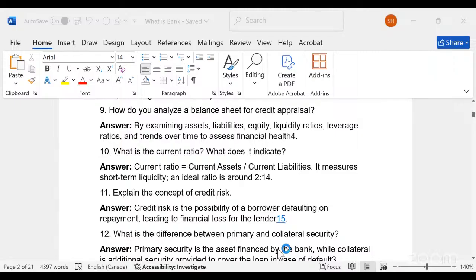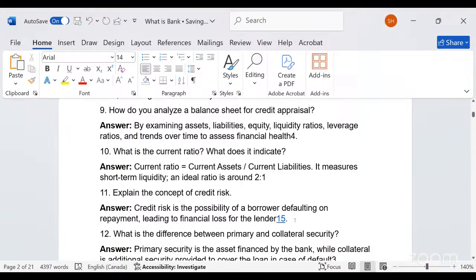Then, what is the current ratio? What does it indicate? Current ratio is equal to current assets divided by current liabilities. It measures short term liquidity. An ideal ratio is around 2 is to 1. It depends. In some banks, they say 1.33 or 1.55, like that.